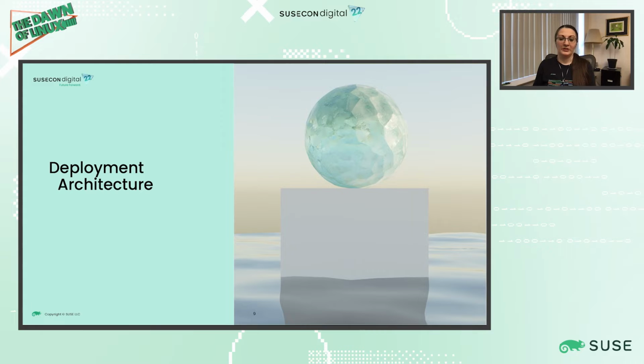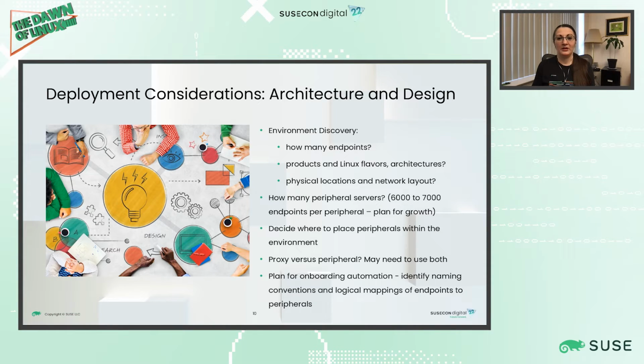For the deployment architecture, we will take into consideration a series of questions during the architecture and design phase. First of all, we'll have to do some environment discovery, asking how many endpoints, what products, Linux flavors and architectures are in the environment, and what type of physical locations and network layout the customer has.